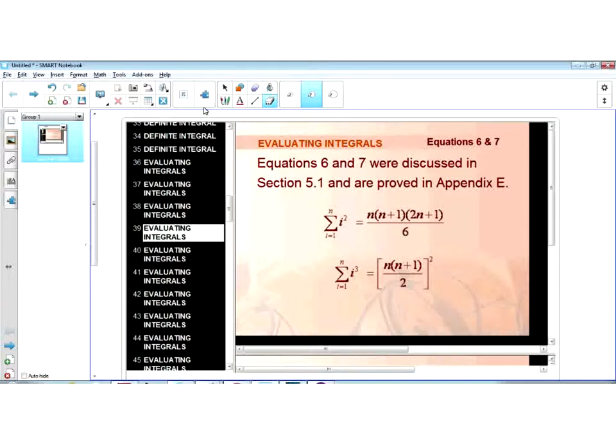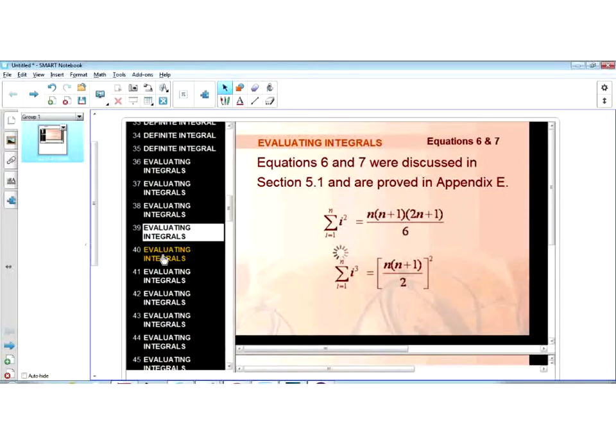So these 3 sigma formulas, these closed forms, will be used to evaluate the integrals, or the sums, that is. All right, so perhaps there's an example that follows.